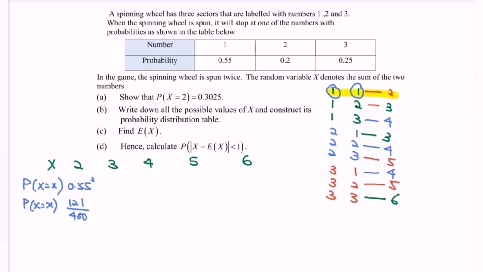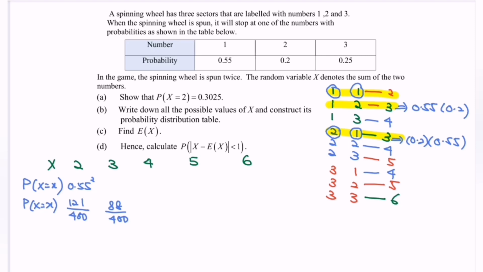Continue. If the sum is 3, here we will have the 3, and here we also have another 3. So it means that 3 appears 2 times. For this case, it will become 0.55 multiplied with 0.2. Same goes to this part: we will have 0.2 multiplied with 0.55 because we have 2 and then 1. So for the 3, we have to sum up 0.55 multiplied with 0.2 two times. So we will have 88 over 400. Make sure that the denominator is 400.